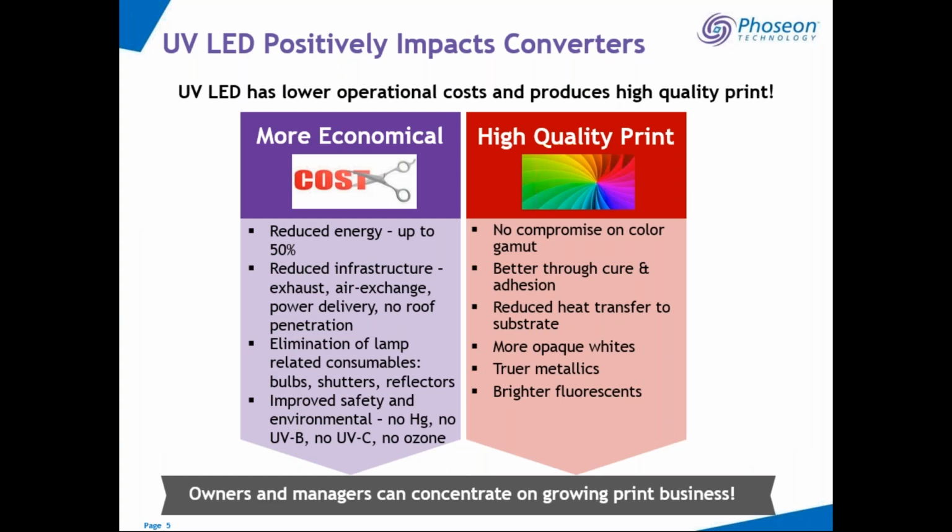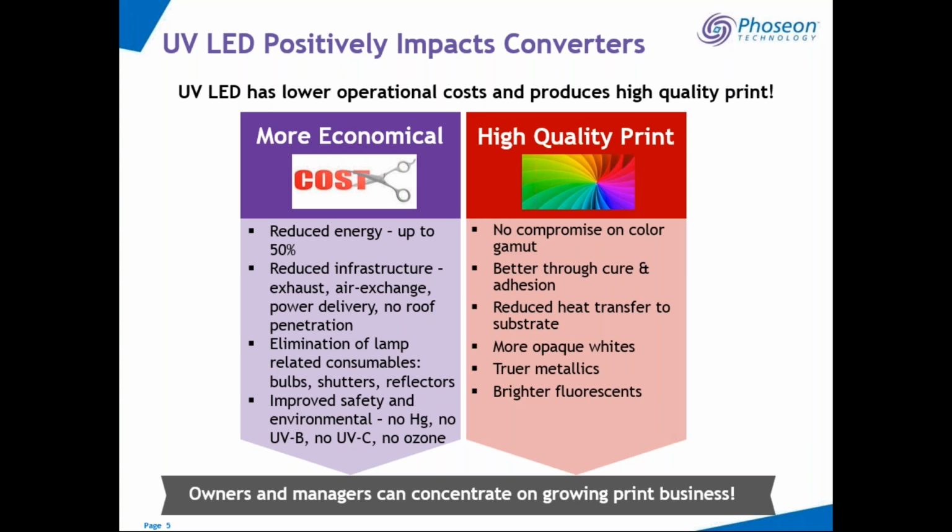What we're also seeing is that the economic benefit, as well as the high quality of the print, is enabled by UV LED. We reduce the energy. We allow you to do more with it. There's safety. We reduce the overall infrastructure that's needed as you take out some of the infrastructure that was needed for mercury arc lamps in the past. So take out the exhaust, the air exchange. You don't need to worry about some of the roof penetration. You can eliminate many of the consumables that go along with that, which are all about, how do we make sure this is more efficient for you?